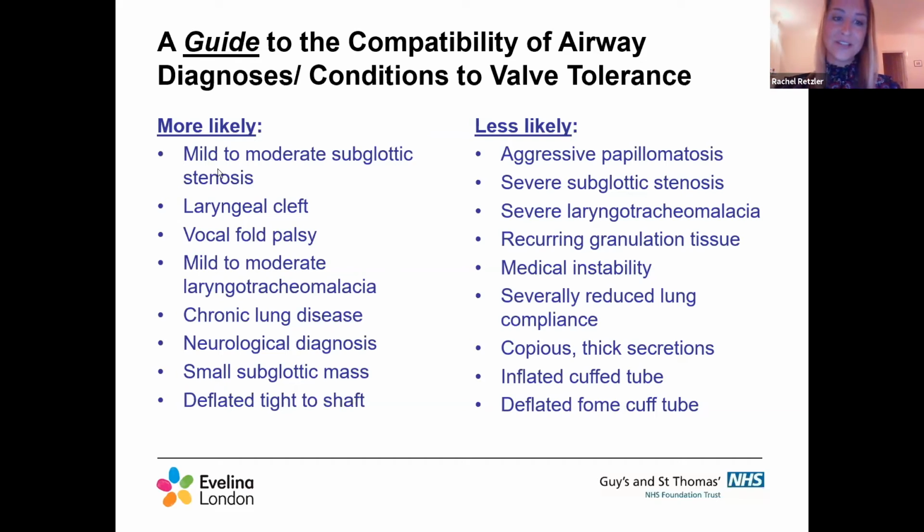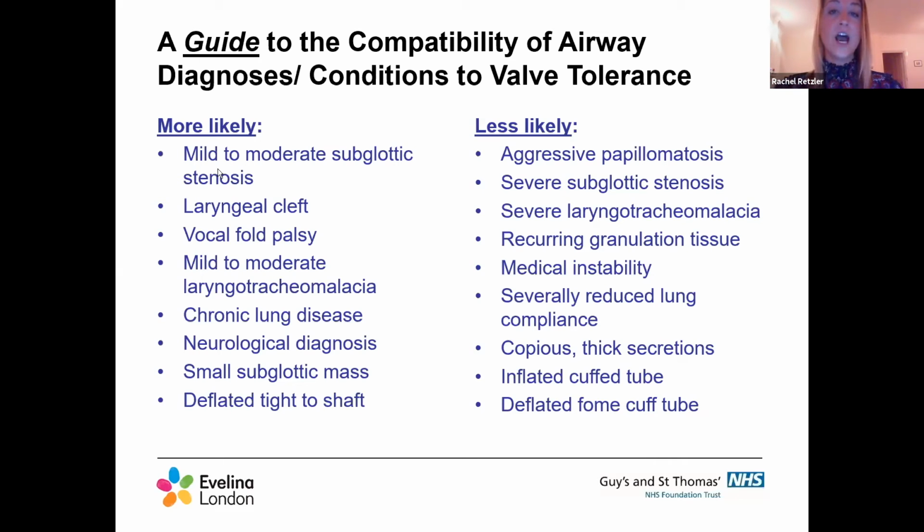So again, as we discussed earlier, the more patent and open your upper airway, the easier it will be for a child to breathe on a valve, because again, their exhaled air has to be able to exit up out the upper airway, because it's no longer able to leave the way it came in because that valve is shut off.